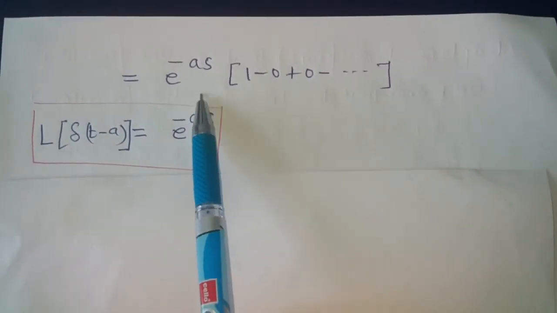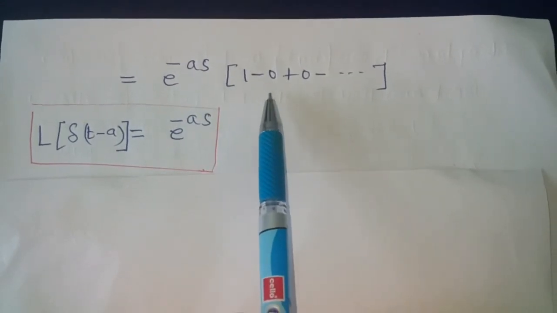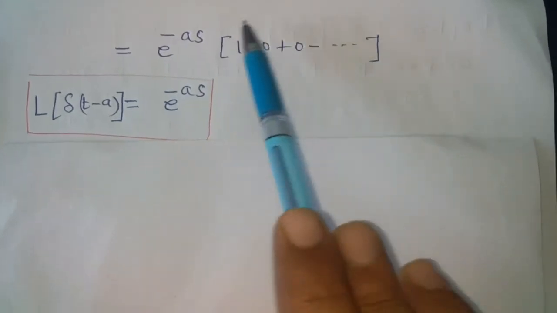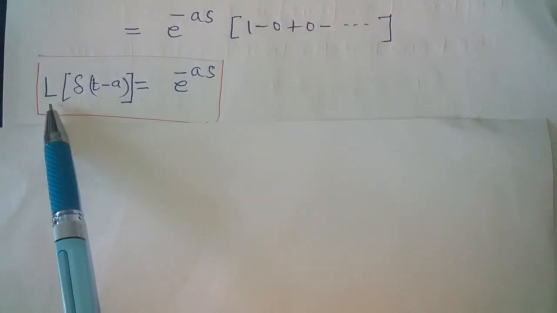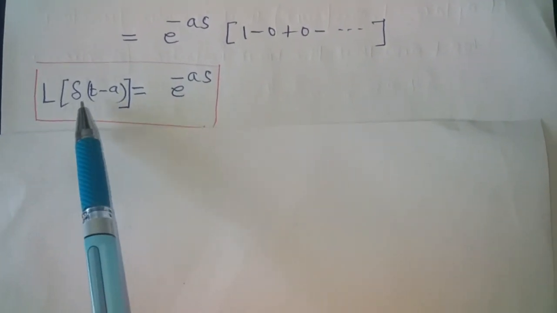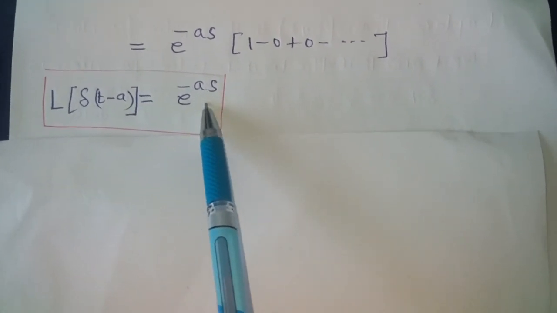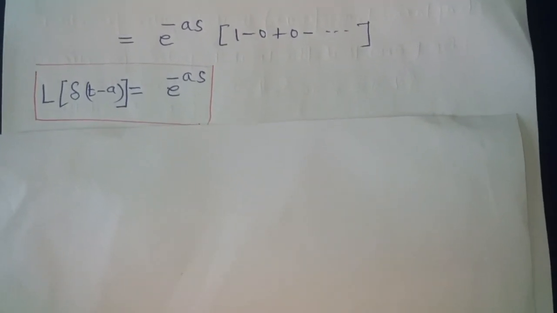So e raised to minus sa into 1 minus 0 plus 0 minus 0 and so on, and after simplification we get the Laplace transform of the unit impulse function delta(t minus a) is e raised to minus as. So this is the Laplace transform of the unit impulse function.